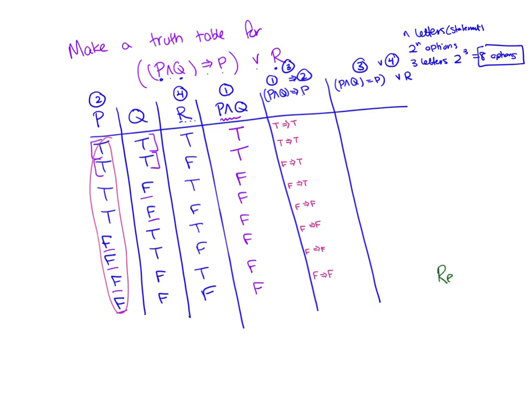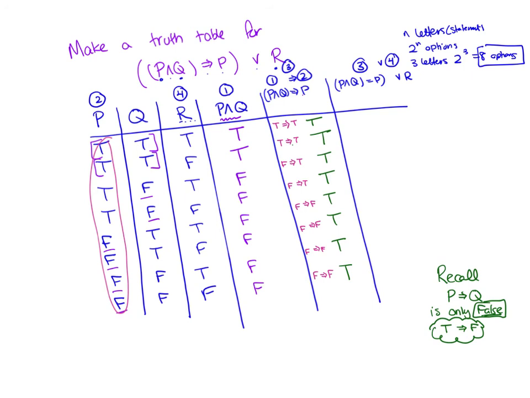Okay, so now we can determine if each of these statements are true or false. So recall that P implies Q is only false when you have a counterexample to it. I only get false if I have true goes to false. True goes to true, that's fine. True goes to true, fine. False goes to true, fine, fine, fine, fine, fine. So all of these are true.